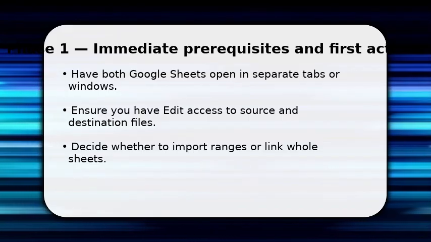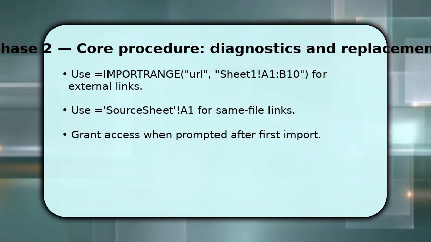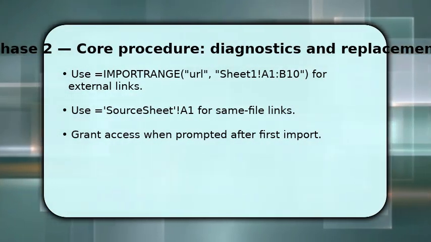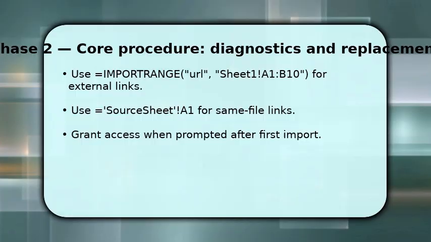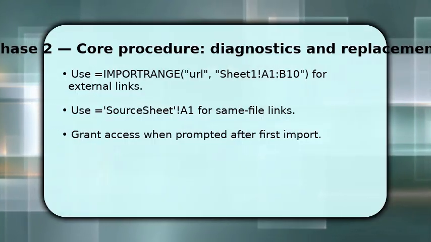Now create the link. If the files are in different documents, type equals IMPORTRANGE and supply the source URL and range in quotes. For example, Sheet1!A1:B10. When you press enter, Google will prompt you to allow access. Click allow to authorize the connection.